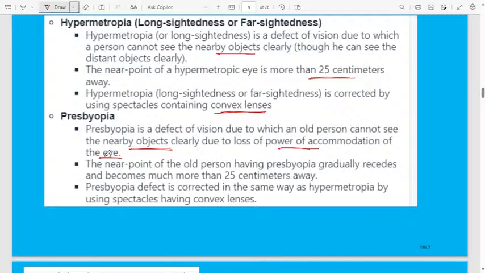If they are not functioning properly, they are not able to change the focal length properly. Then that person is not able to see the nearby object clearly. The near point of an old person having presbyopia gradually recedes and becomes much more than 25 centimeter away. Presbyopia is corrected in the same way as hypermetropia, by using spectacles containing a convex lens.